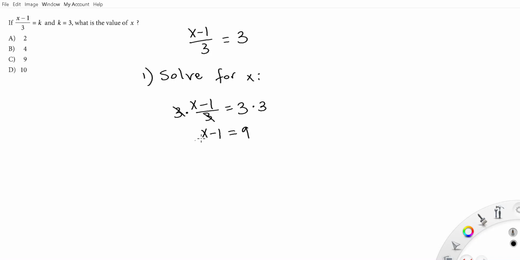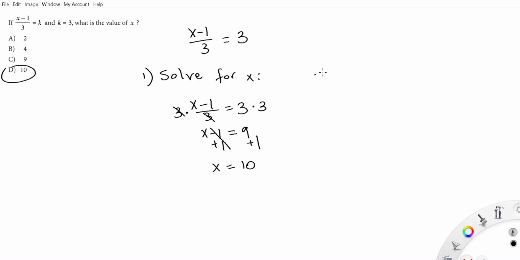I still don't have x on its own. I have this minus 1 here. I'm going to move it over to the other side by adding 1 to both sides of the equation, right? So that gives me a 0 here because negative 1 plus 1 is 0. And now I have x on its own. 9 plus 1 is 10. So the answer is D.